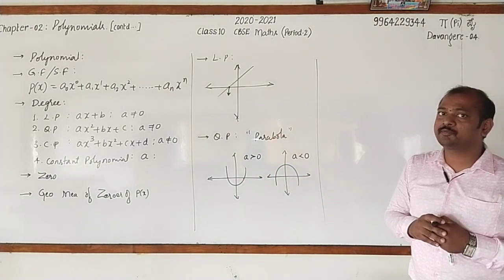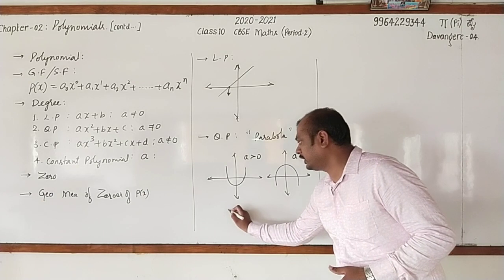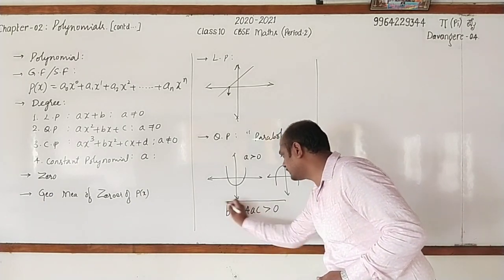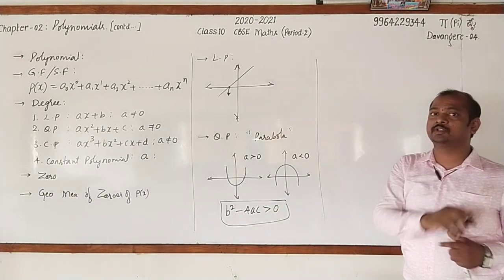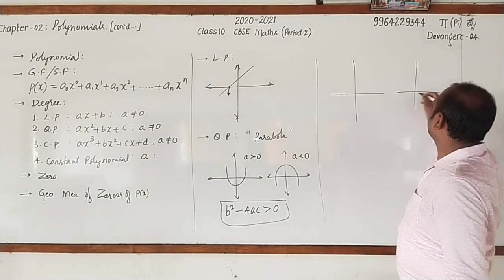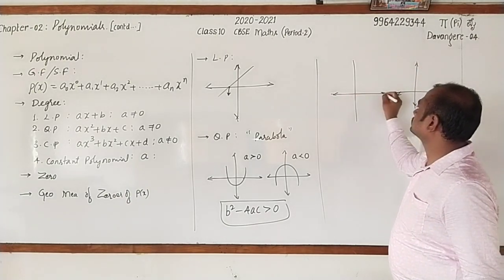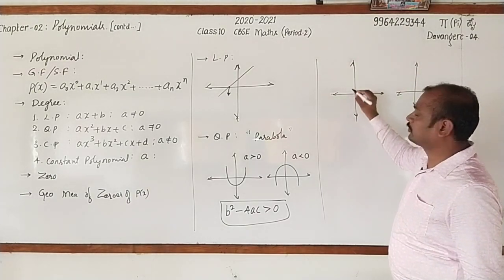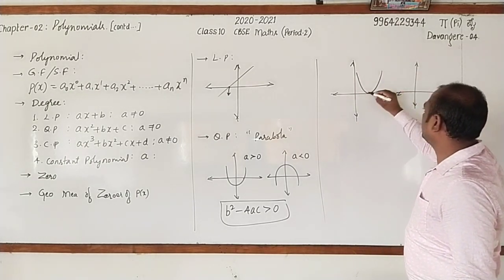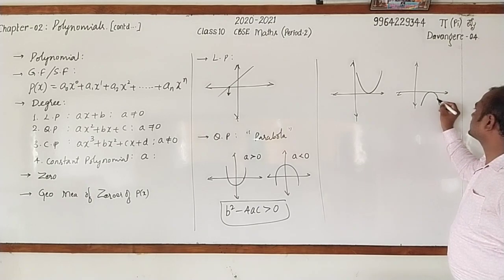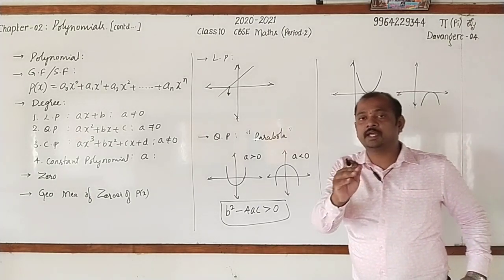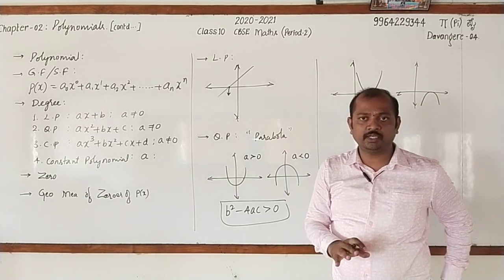Then what is the condition for that? In a quadratic polynomial, if the value of b square minus 4ac is greater than 0, we get two zeros. Now, look here. Again, I go for drawing this graph of a quadratic polynomial. Observe this one. The parabola meets the x-axis at only one point. Then it has only one zero, right?